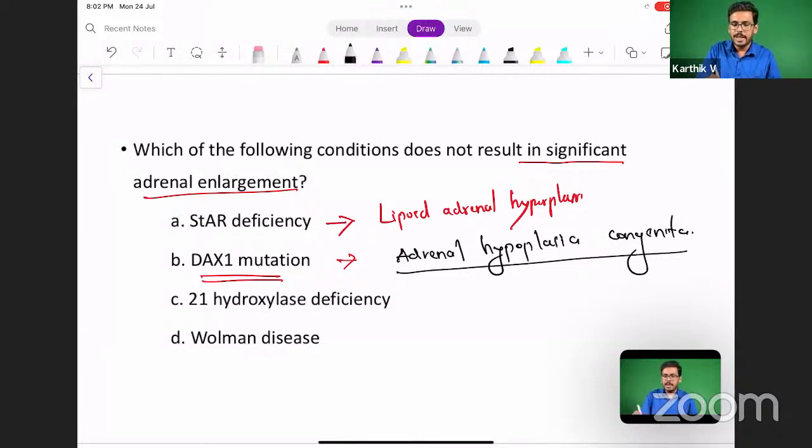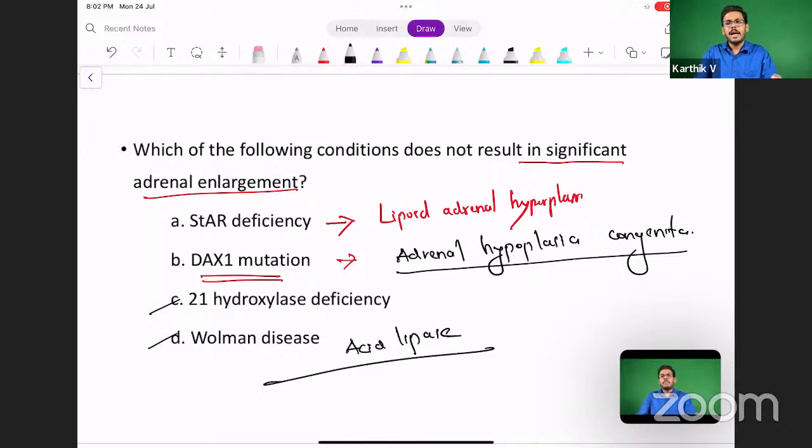The other conditions, like 21-hydroxylase deficiency, can result in adrenal hyperplasia. Wolman disease is actually acid lipase deficiency, resulting in primary adrenal insufficiency and bilateral adrenal calcifications. Okay, so the answer for our question is DAX1 mutation.